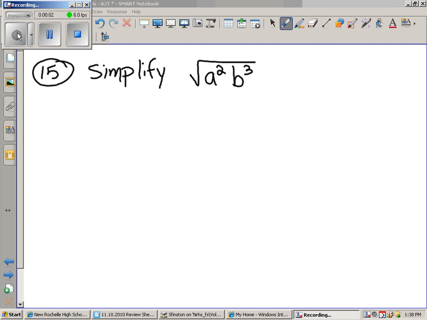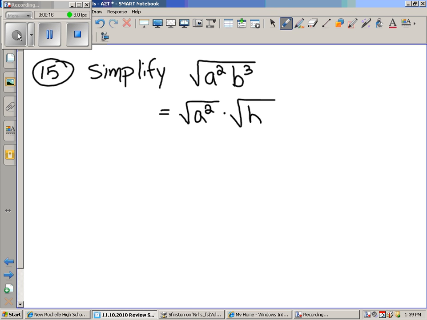All right, short answer part 3 of our review sheet. Question number 15. Here's what you do. We have to show all of our work, and that's what I'm going to illustrate for each one of these problems. Break this guy up. This is the square root of a squared times the square root of b to the third. The square root of a squared is a, and b cubed, this is an odd number right here. So be careful.